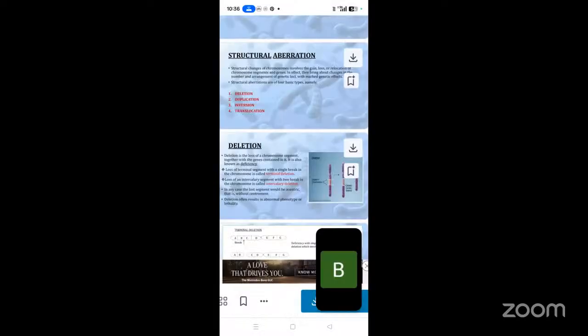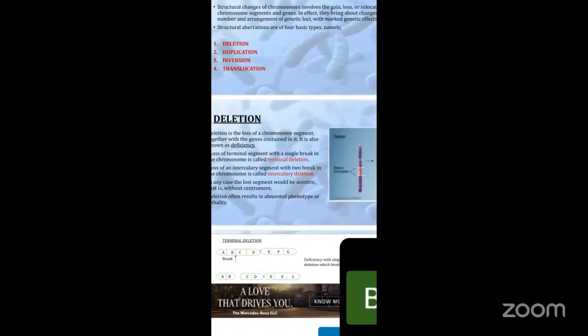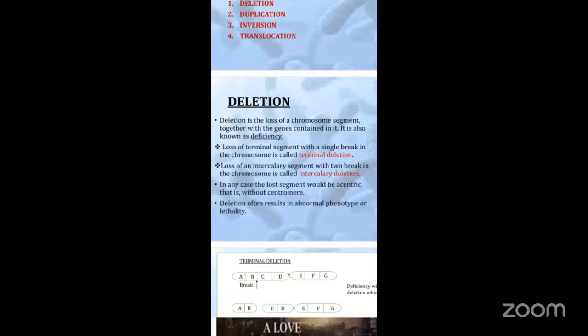The first one is deletion. Deletion is the loss of a chromosome segment together with the genes contained in it. It is also known as deficiency.